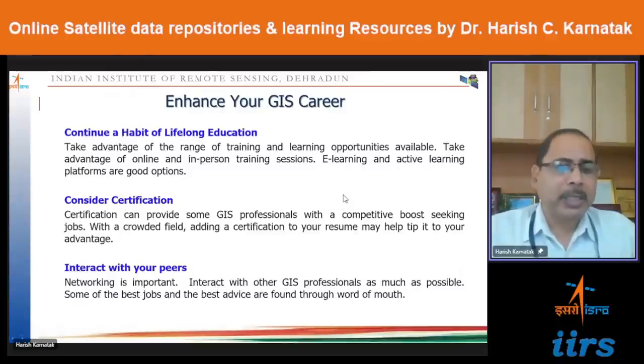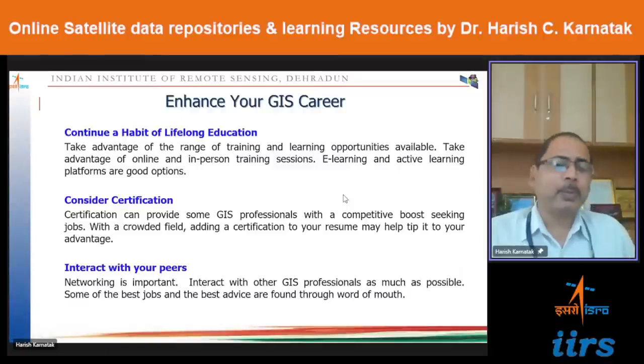You have to consider certifications, like this program that we are conducting for you. In future, many such programs will come, not only from ISRO, but some other space agencies or companies will come forward. So look for these courses. Definitely these courses will help you enhance your skills. Interact with your peers, very important. If you are learning this technology, you cannot become an expert in one session or one course. You have to keep on interacting with your peers and your colleagues.